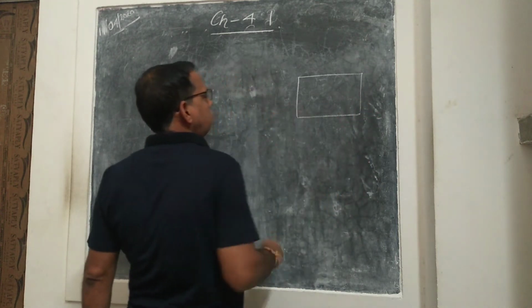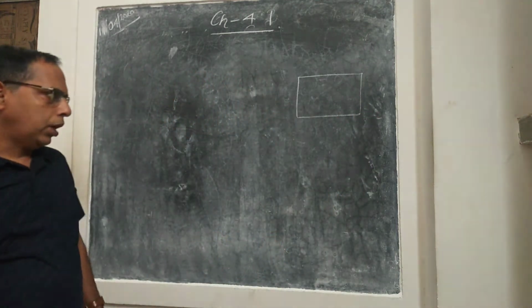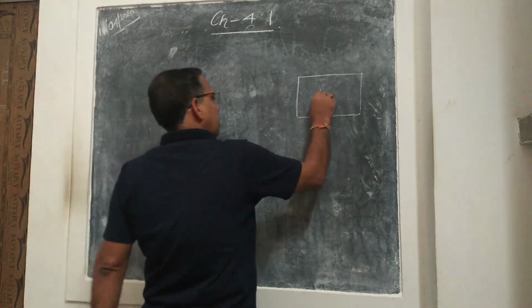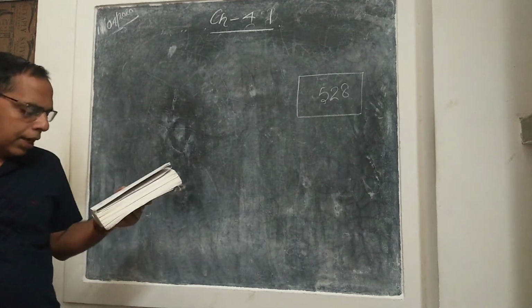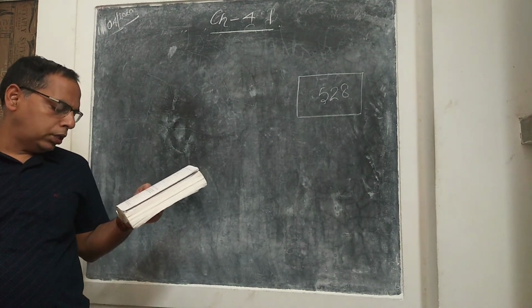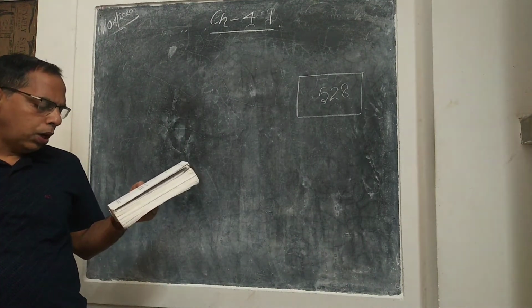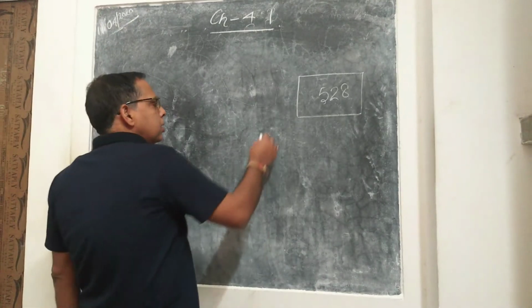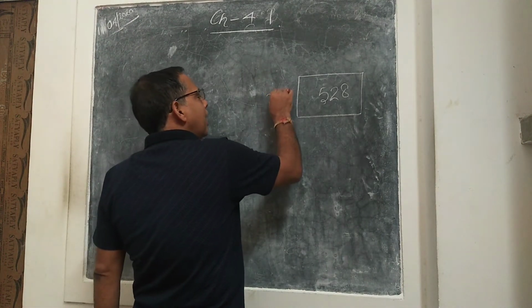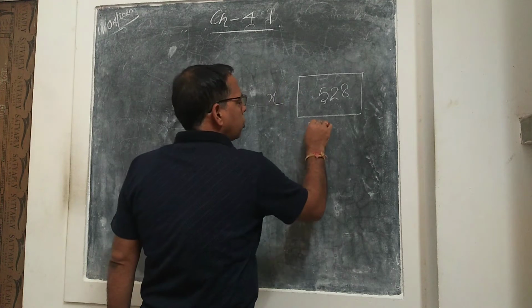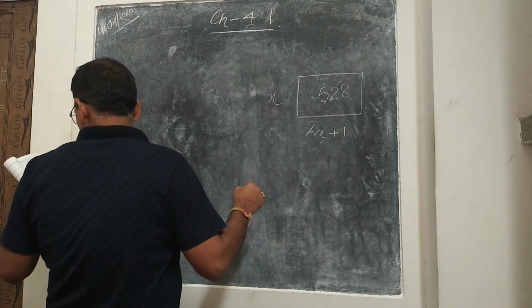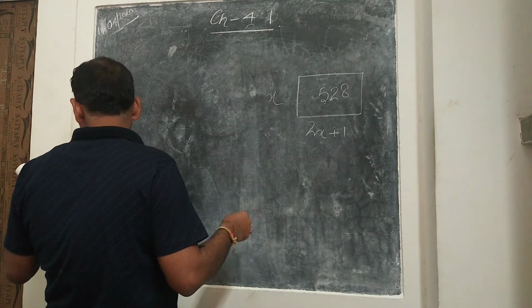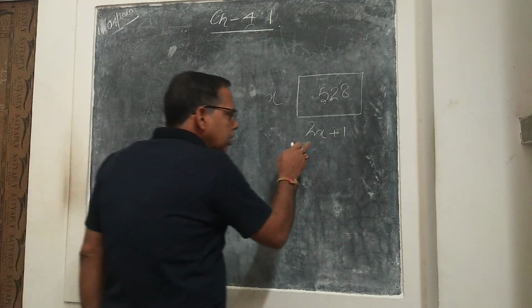So the area of a rectangular field is 528. Now, what is the second condition? The length of the plot is 1 more than twice its breadth. So that means if this is x, then it will be 2x + 1, which is 1 more than twice its breadth. Now this is our single variable.